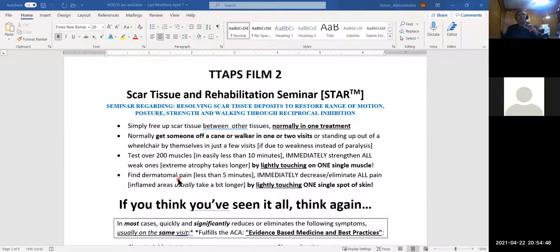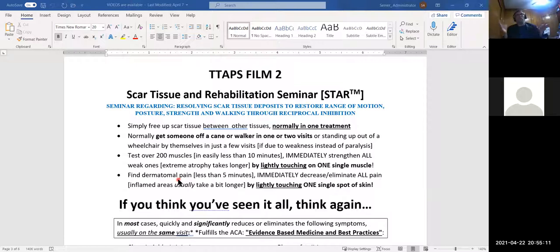Then we show you how to find dermatomal pain by palpation, by palpating the whole body, usually in less than 5 minutes, and immediately decrease or eliminate all pain. Inflamed barriers take a little bit longer, but usually that even goes down by half immediately by lightly touching one spot. By the way, in all these, you're touching an asymptomatic spot, not a symptomatic spot.